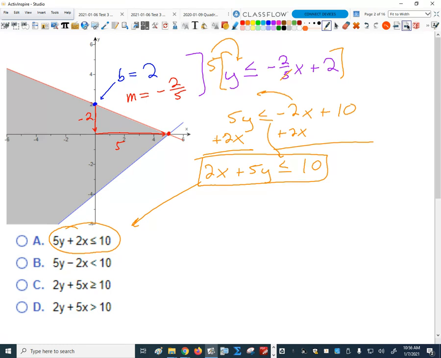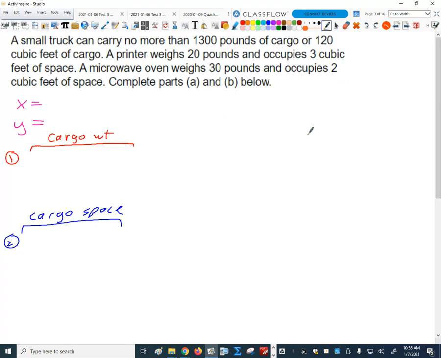Okay, the other one I want to look at is the last one on the assignment, and this is kind of almost a bonus question, but I want you to see this. I think this is kind of important. So a small truck can carry, it tells us, no more than 1,300 pounds of cargo or 120 cubic feet of cargo. It tells us that a printer weighs 20 pounds and occupies 3 cubic feet of space. A microwave weighs 30 pounds and occupies 2 cubic feet of space.